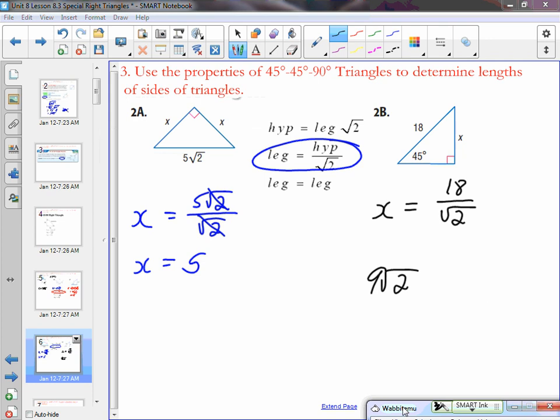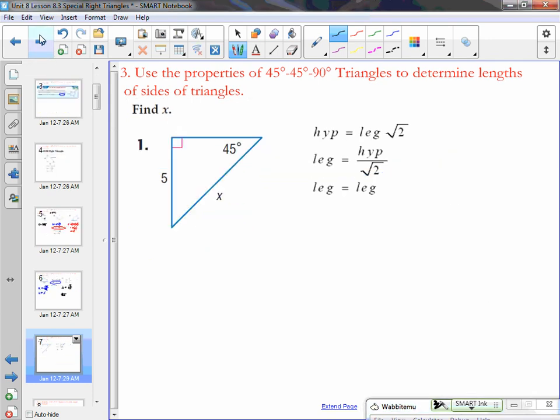All right, what do you think? Can you work with 45, 45, 90s? Let's see if you can. Do number 1 from page 556.